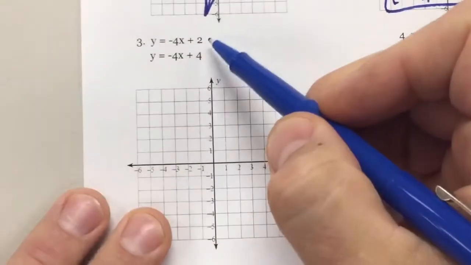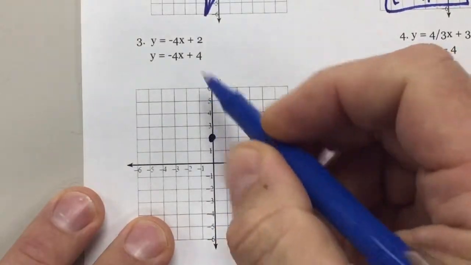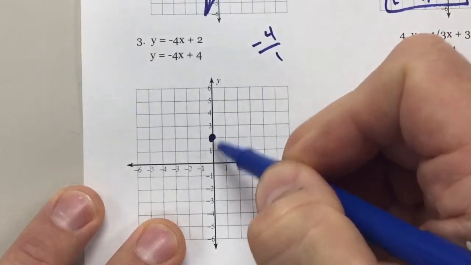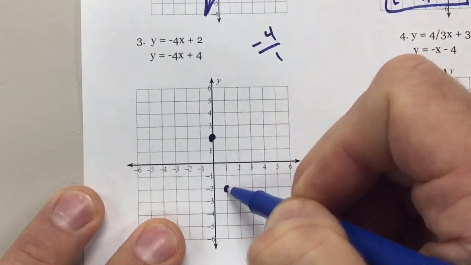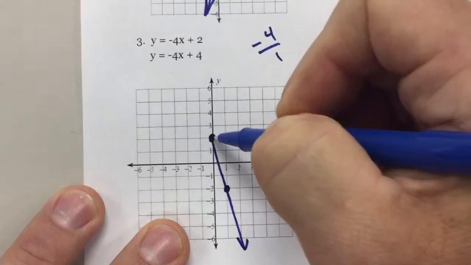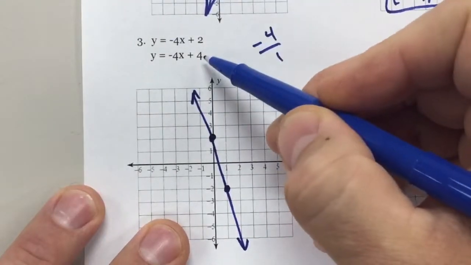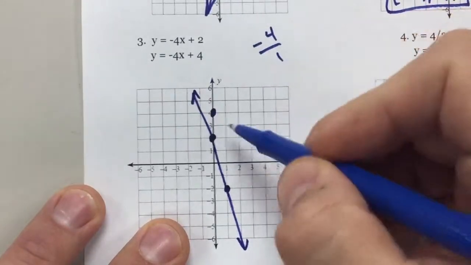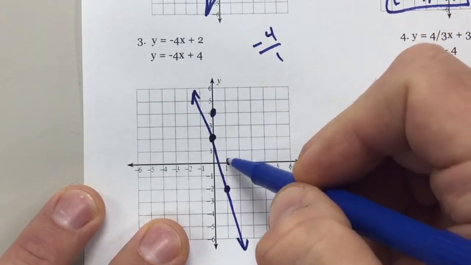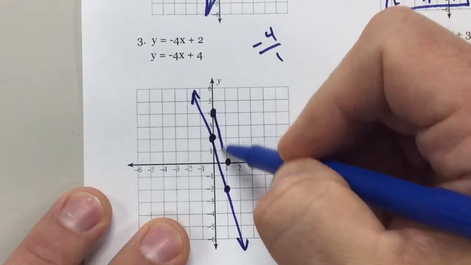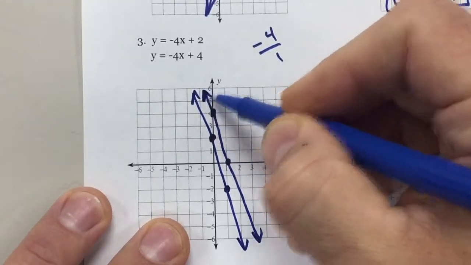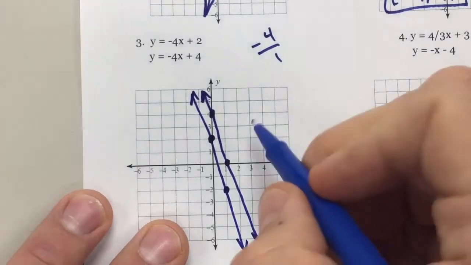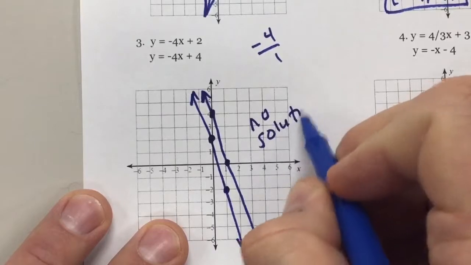Example 3, we have a y-intercept of 2, and a slope of -4, which I put over 1, which means down 4 over 1. So 1, 2, 3, 4 over 1. Connect those two. My second equation starts at 4, and it also has a slope of negative 4 over 1. So I go down 4 over 1. And you'll notice these two lines are parallel, which means they never cross. So we would say there is no solution.